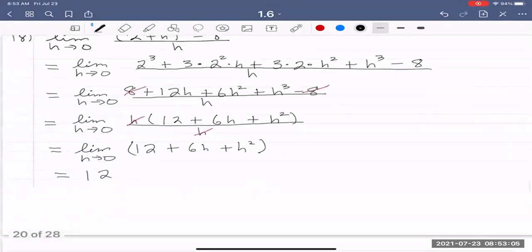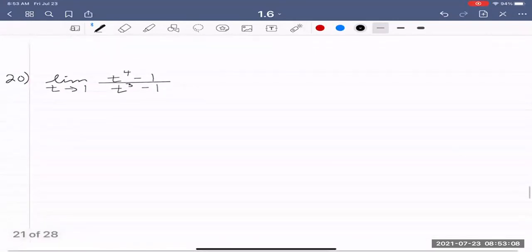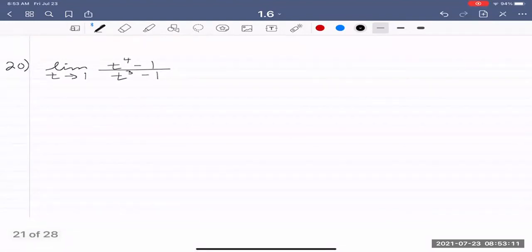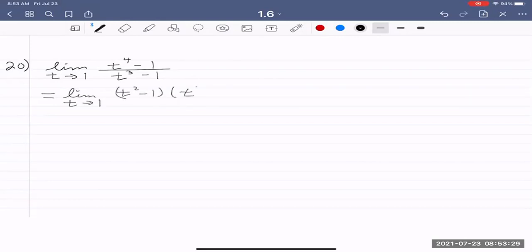Okay, let me do problem number 20. So let's do the same thing. Again, if you plug in 1, you get 1 minus 1 is 0, divided by 1 minus 1, which is 0. Simplify. And so this is difference of squares. Difference of cubes. It's still 0 over 0.